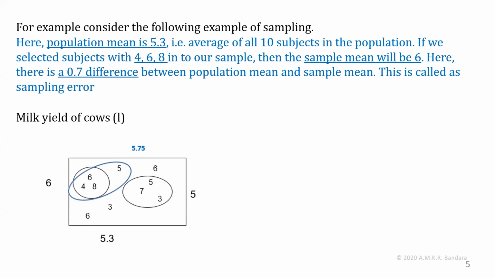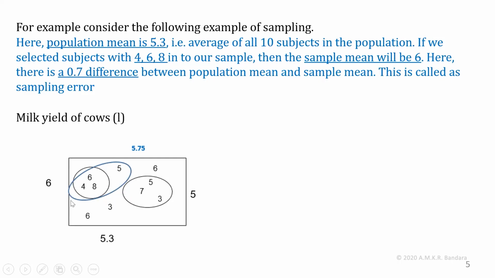So I selected these 3 individuals as my sample. Then you can see the sample mean. The sample mean is 6. So you can see there is a difference between the population mean and the sample mean. This difference we call sampling error.